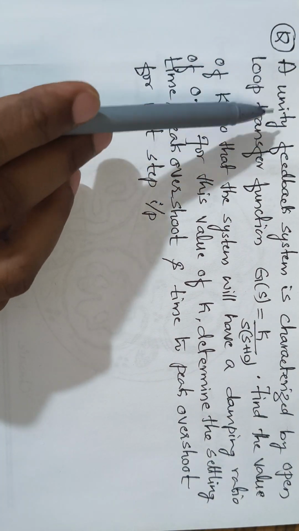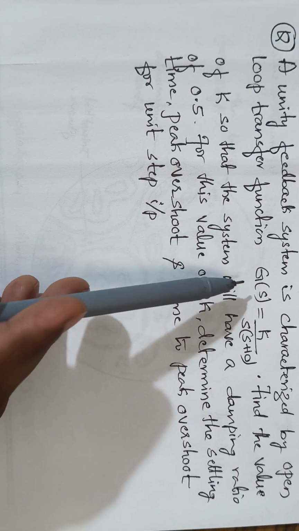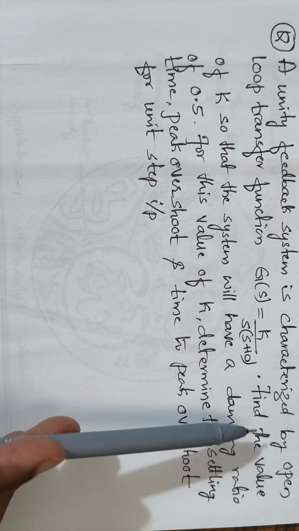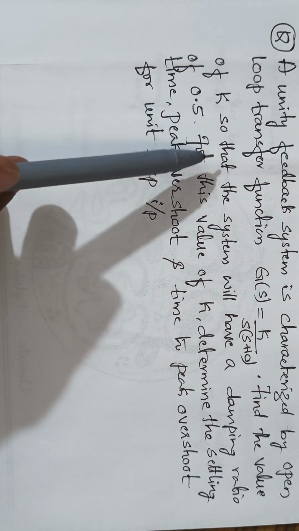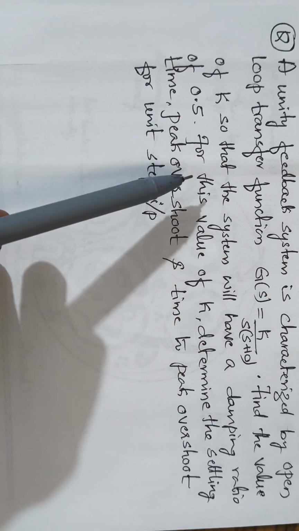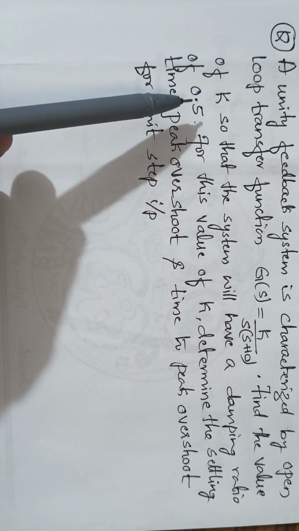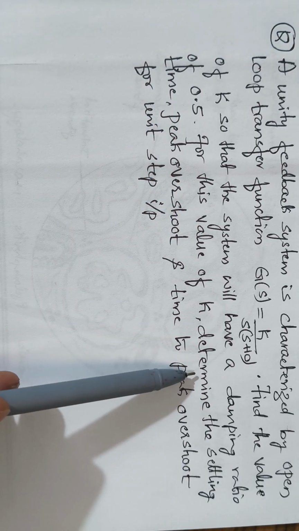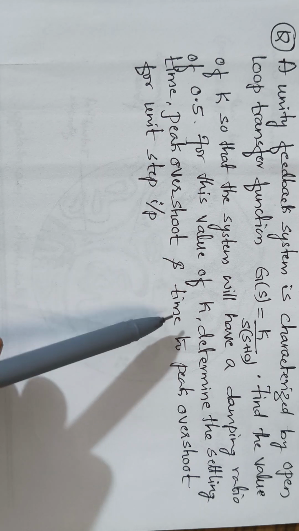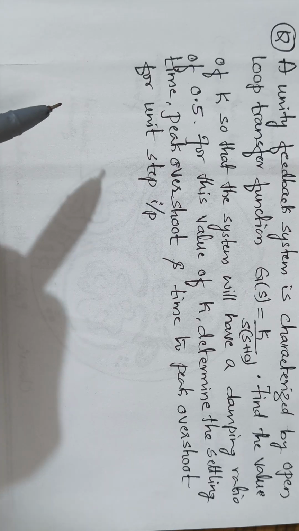The question is: a unity feedback system is characterized by the open loop transfer function G(s) = K divided by s into (s + 10). We need to find the value of K so that the system will have a damping ratio of 0.5, and for this value of K, we have to determine the settling time, peak overshoot, and the time to peak overshoot for unit step input.